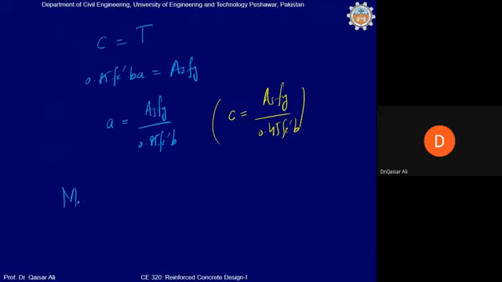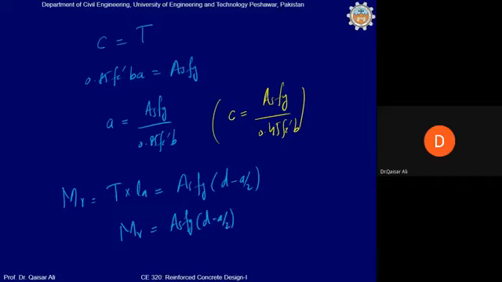Similarly, the resisting moment capacity will be equal to T multiplied by the lever arm. T is equal to AsFy, and the lever arm we just calculated is D minus A by 2. So this is the relation for moment capacity, flexure capacity of a reinforced concrete section at stage 3. If you compare it with the flexure capacity corresponding to stage 2, the relation for that was 0.5 AsFy into D minus C by 3. Do you remember this?